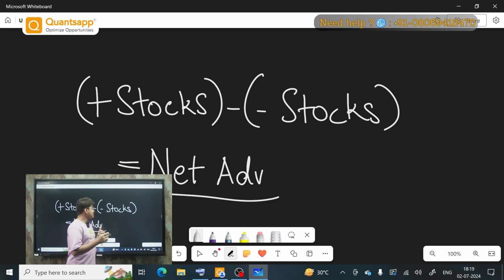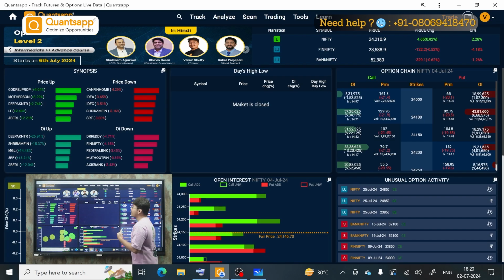And that is how you use the advance decline concept when you are trading or decoding the market. You can use this during live market as well, but generally people use it on an EOD basis. I'll explain that in a second. So I'll just go to Quantsapp now. It's web.quantsapp.com, I'm on the web app.